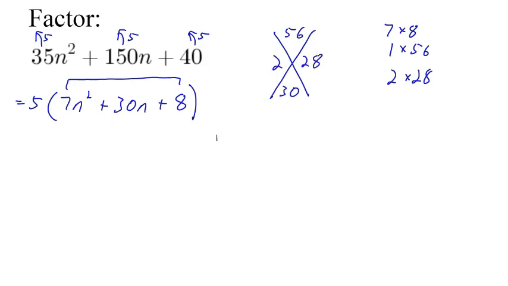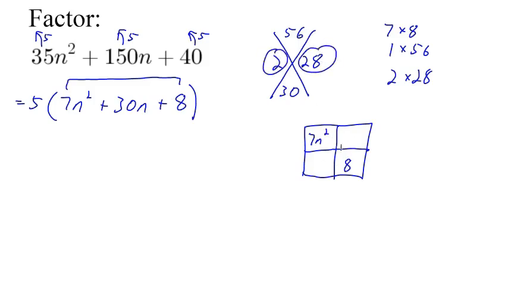Now we don't go directly to the factors yet. We're going to use these to help us fill in the rectangle. We're not going to go all the way back to the original expression because we already factored out the 5. So we'll be using this expression here. I have 7n squared in the top left, and 8 in the bottom right. Then these two wing numbers tell us what goes in the two empty boxes. So I have 2n and 28n.